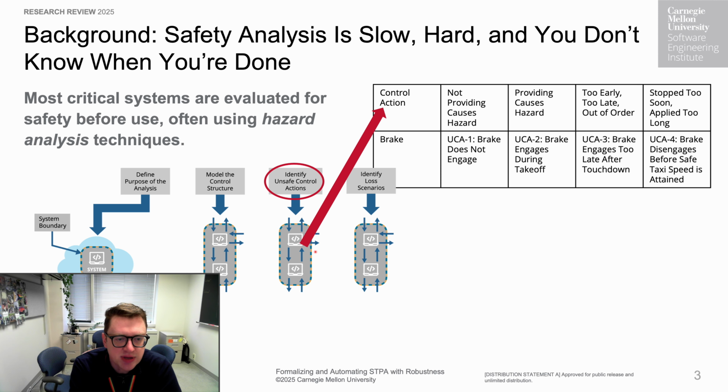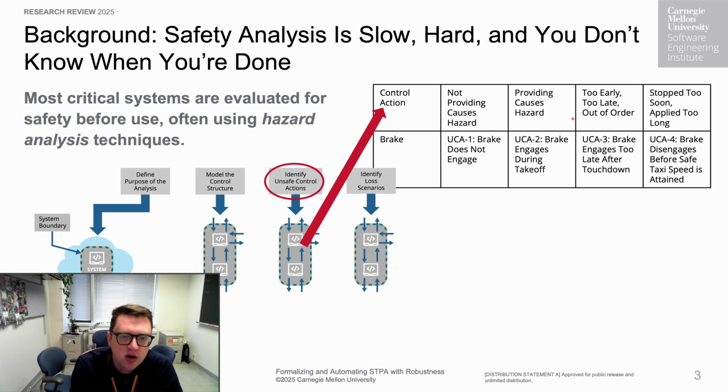So this third step of STPA will ask you, okay, so you have your brake control action, and then we have some guide words which will not change. The control actions are, of course, system specific. So what happens if you don't provide the brake action whenever you should? Is it possible that would be unsafe? And I think this one's pretty obvious. Yeah, right? If we don't engage the brake as we come into land, we're going to overshoot the runway and put everybody in the plane and some people on the ground at risk.